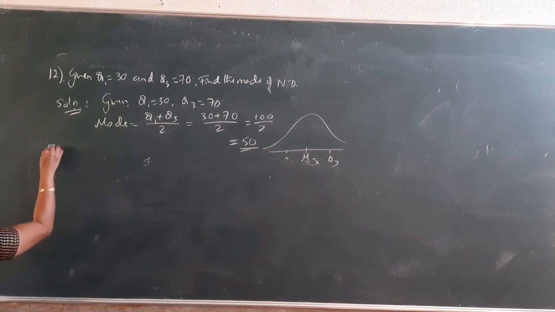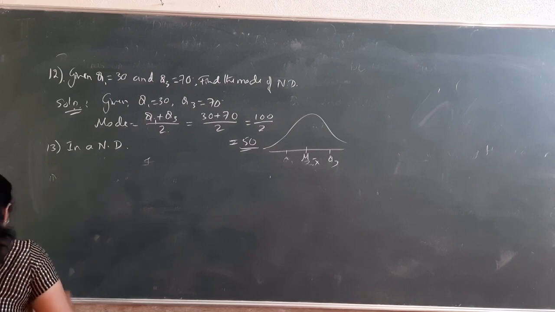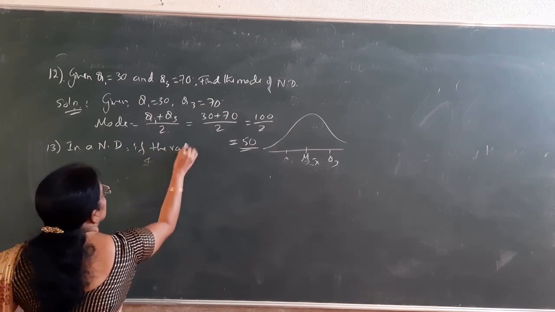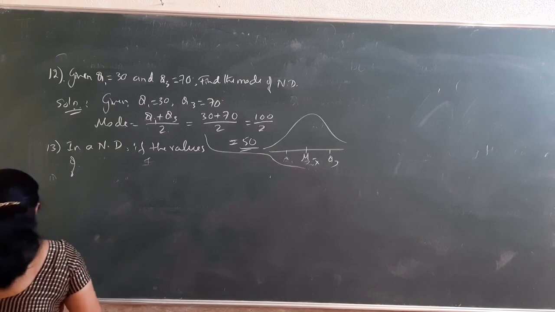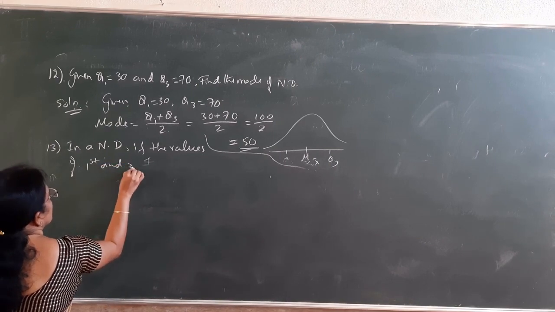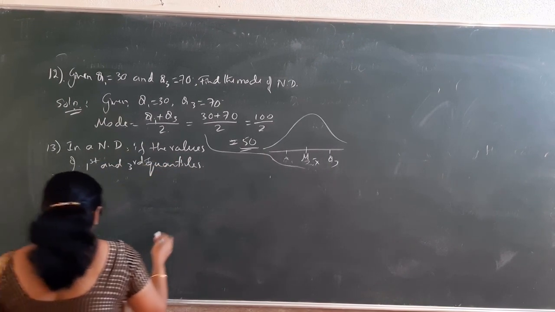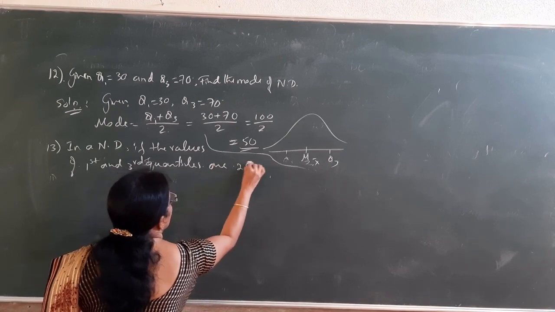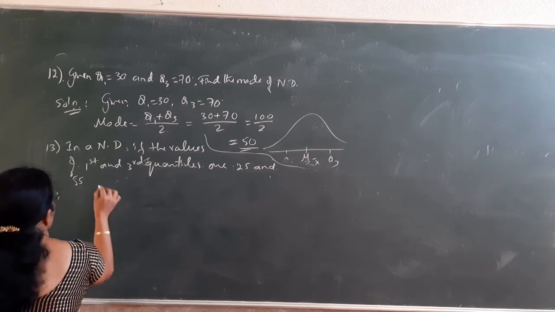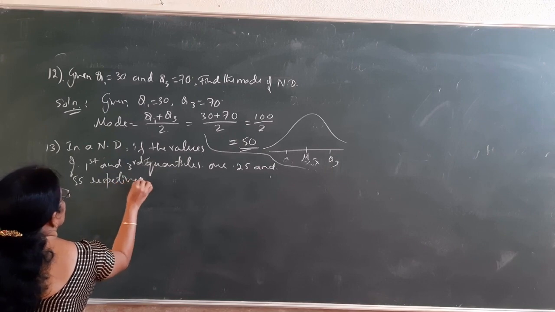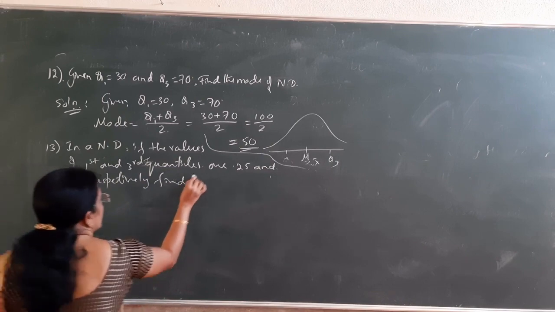Next problem. In the normal distribution, if the values of the first and third quartiles are 25 and 55 respectively, find the mean.